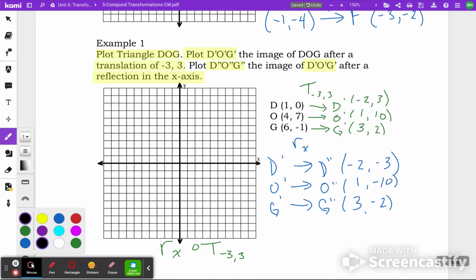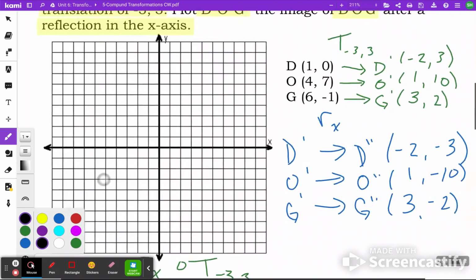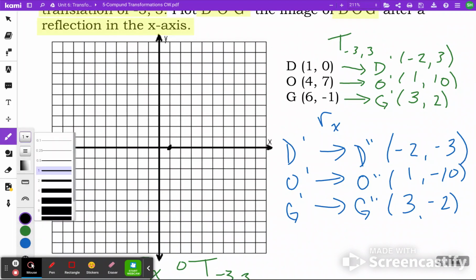And so as we plot these, we're going to see DOG, then DOG prime, then DOG double prime, the original sliding over via a translation, and then flipping over via reflection. So I'm just going to make this a little bit larger so that we can see the points with more ease. So we're going to plot 1, 0 for D. Then we are going to plot, let me make this a little bit thicker. We're going to plot 4, 7 for O, and 6, -1 for G.